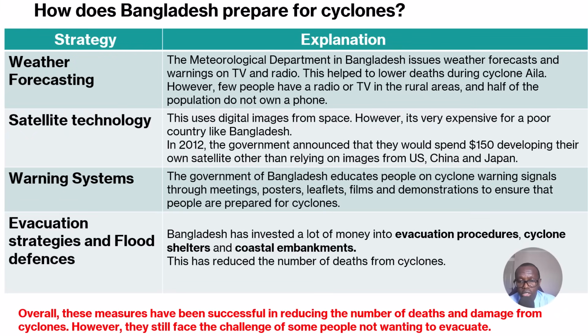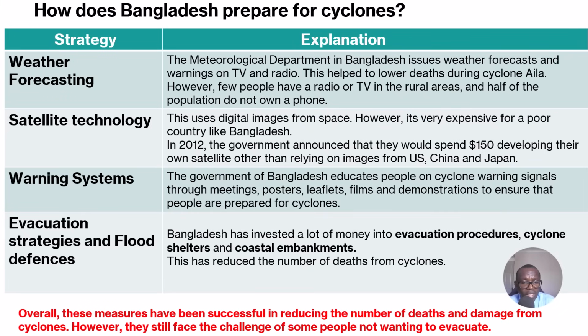So they have a meteorological department, obviously, in Bangladesh that issues weather forecasts and warnings on TV and on radio. And this has helped to lower the death rates, and especially during Cyclone Aila. The only problem is that not everybody has access to a radio or a TV, especially in rural areas where people are a lot poorer. And half of the population also do not own a phone. So if you were to try and warn them through the messages on their phone, then half of the people would not receive those messages.